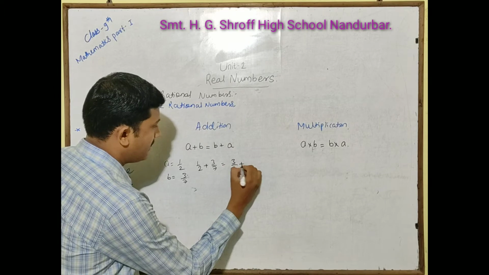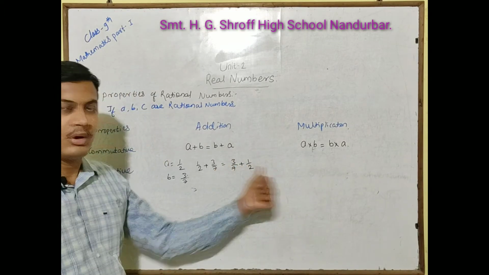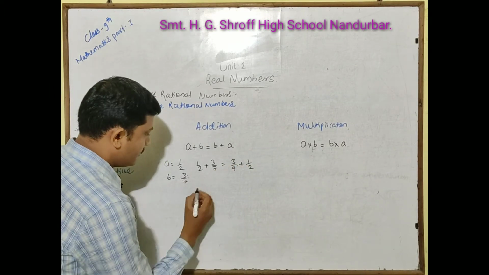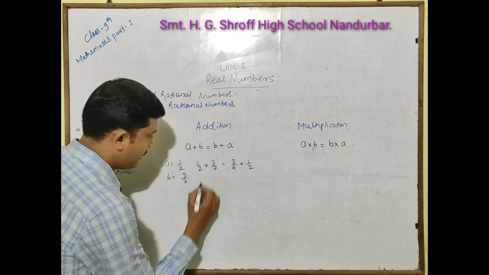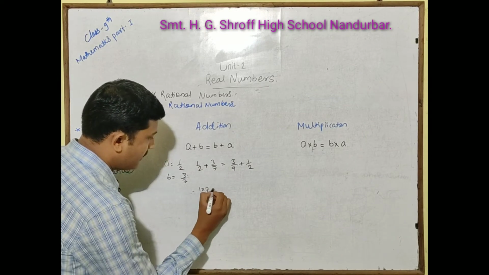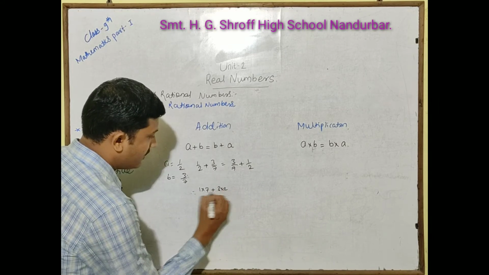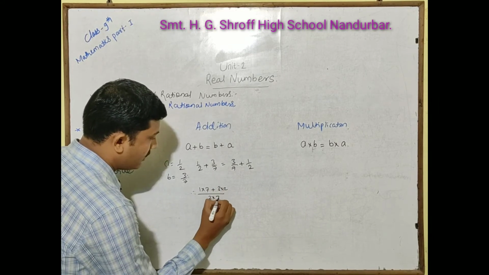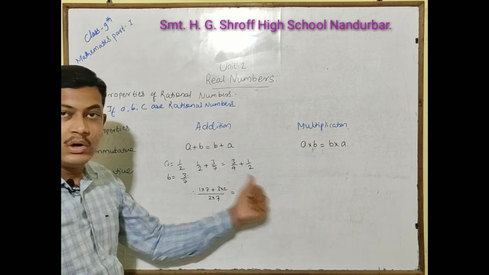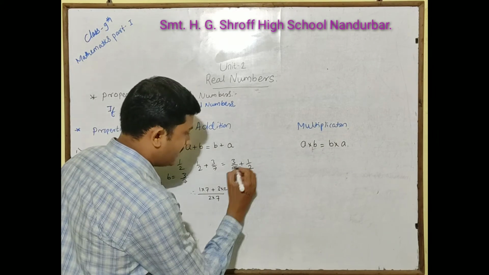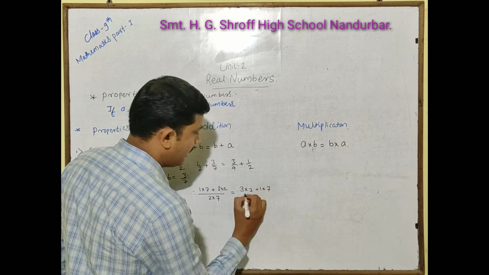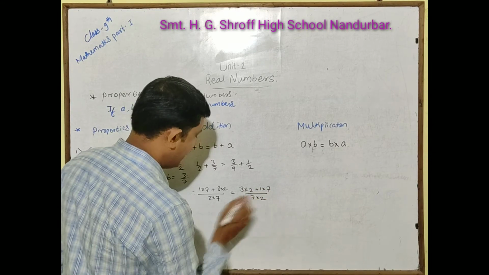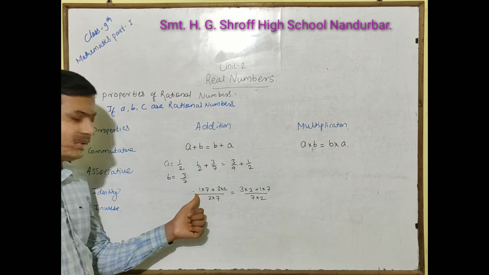3 upon 7 plus 1 upon 2. Therefore, cross multiply: 1 into 7 plus 3 into 2 upon 2 into 7, which should be equal to what? This side, RHS: 3 into 2 plus 1 into 7 on 7 multiplied by 2. Now what is the multiplication of these two numbers?